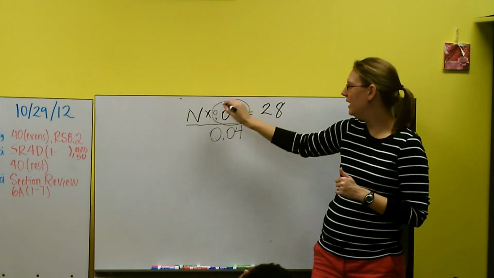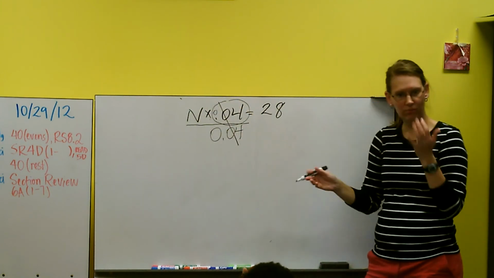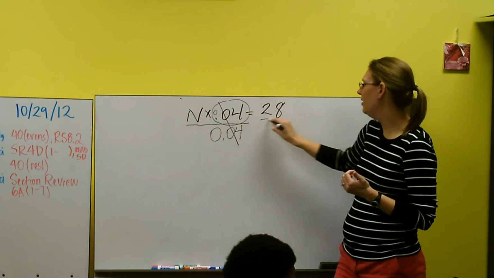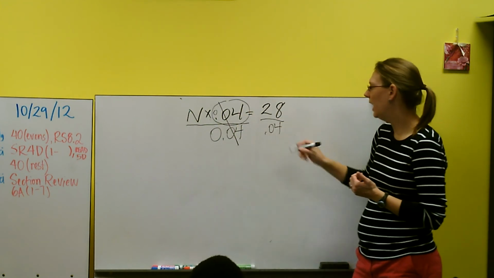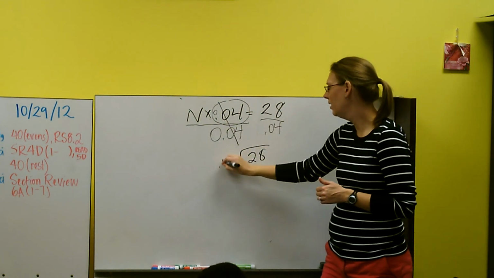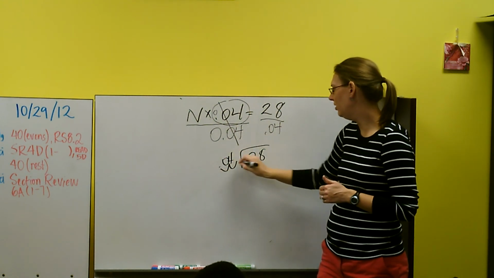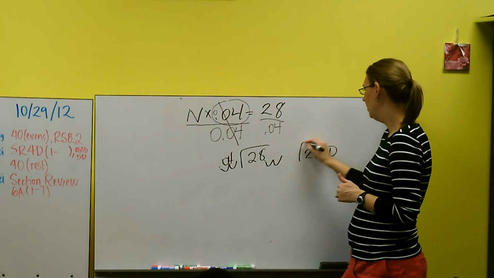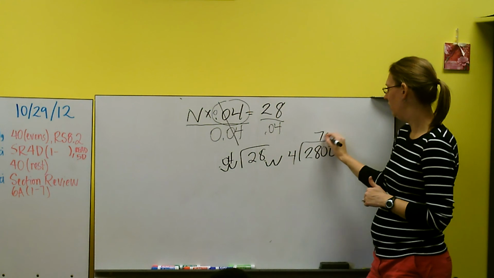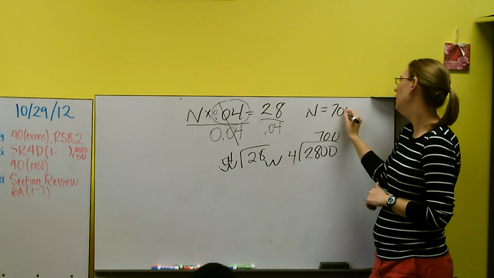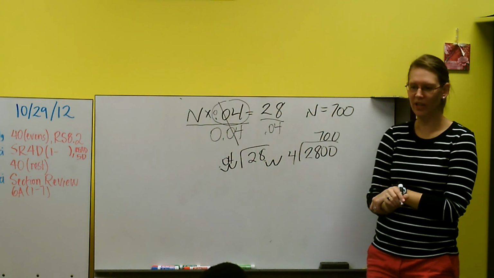0.04. So I needed this to cancel. Anything over itself is 1, right? Whatever I do to one side, I do to the other. Now I need to take 28 and divide it by 0.04, so 2800 divided by 4, 700. So my n equals 700.